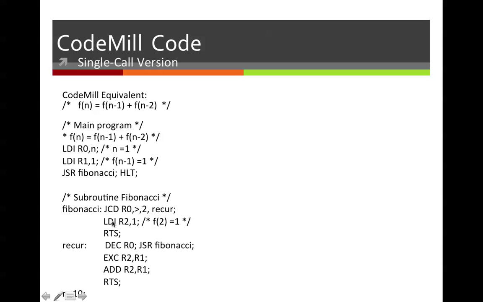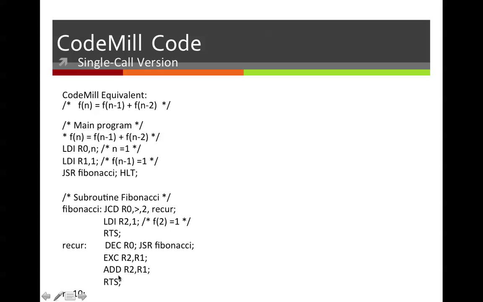So effectively, this exceptional case, which is when the recurrence stops, sets the function output R2, that is f of n, to 1. Otherwise, it decrements the value of n by 1, and then calls the Fibonacci function again, itself. And then we do the exchange and we do the addition, and then we return.